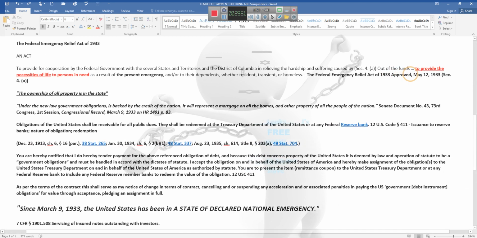And by the way, you killed that with your notice of change in terms of contract. See, as per the terms of the contract, this shall serve as my notice of change in terms of the contract, canceling and suspending any acceleration and or associated penalties in paying the United States debt obligation debt instrument for the value through acceptance, pledging of assignment in full. That's what that statement is for.